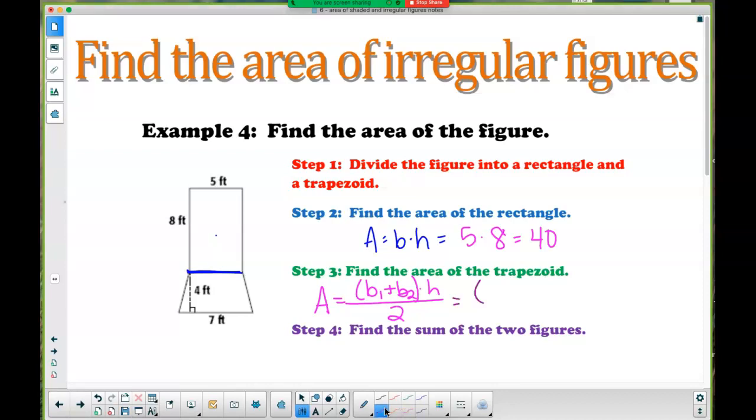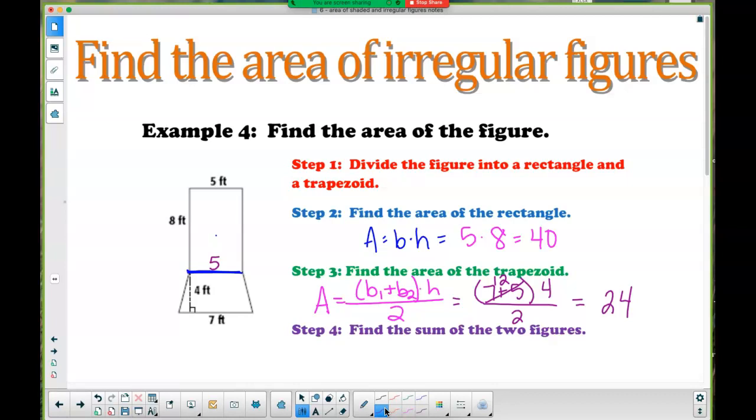So, what's the 2 bases? Look at that trapezoid. What is the length of both bases, Brinley? 7 and 5. It's not labeled, but we know it has to be 5 because it's the opposite side of the rectangle. So 7 plus 5 times the height. The height is 4. And then divided by 2. 7 plus 5 is 12. 12 times 4 is 48. Divided by 2 is 24.